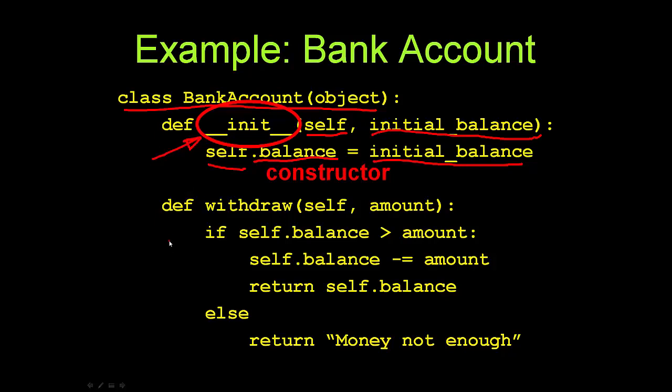There's another function called withdraw, and interestingly, these functions that are embedded inside an object are called methods, right? So withdraw, what does it do? It allows you to withdraw an amount. If self.balance is more than the amount, you subtract this amount, and after that you return the balance. If you don't have enough money, that means your self balance is less than the amount, obviously you can't withdraw, so you return "money not enough".